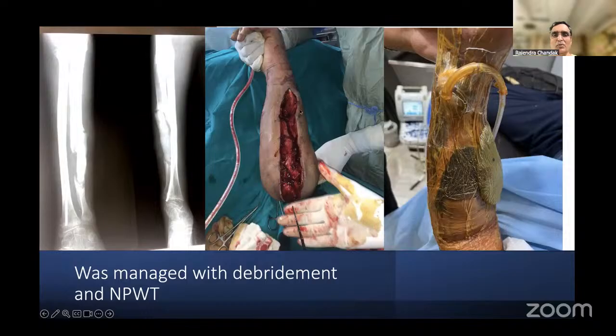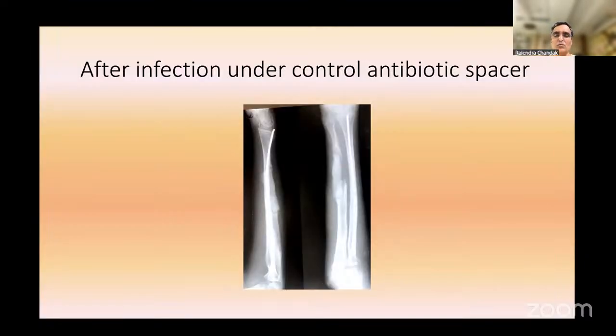So we had to open up the whole forearm. There was suppuration, abscess, everything, and it was managed with debridement. Then we put a negative pressure wound therapy for the whole forearm. And this was after infection control, antibiotic elution.